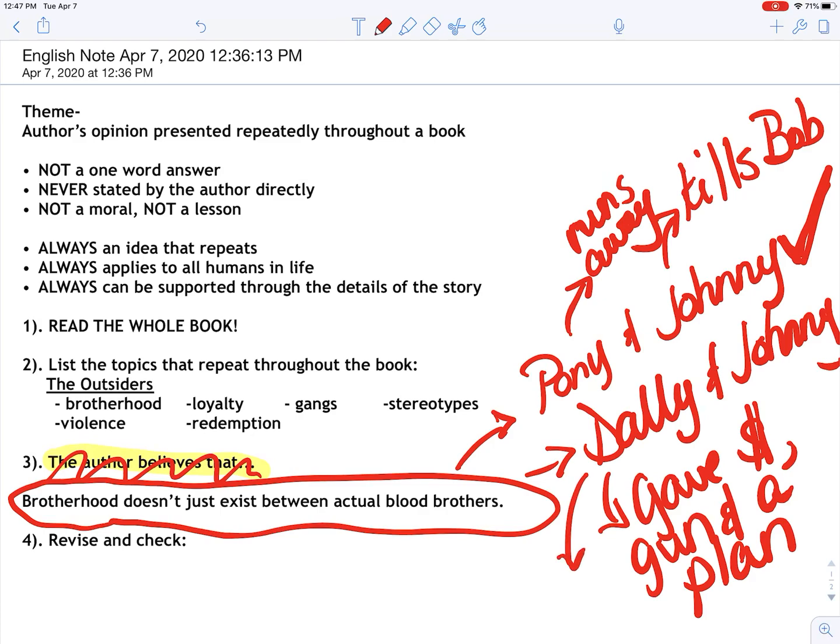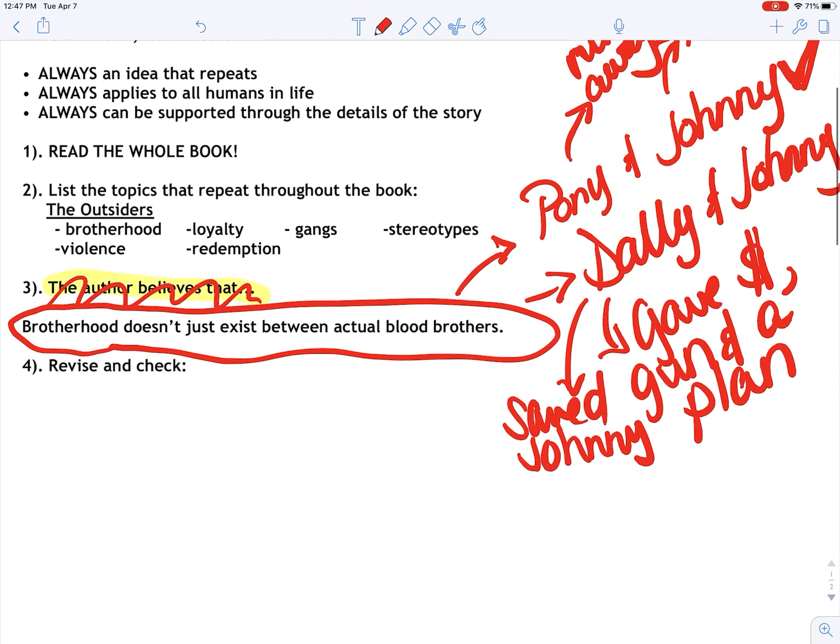Additionally, Dally saved Johnny from the burning church, right? If you remember, Dally didn't want to go near that burning church, and he got really annoyed that the boys did, and ultimately he didn't care about saving the kids. He was concerned about saving Johnny, okay? So that checks out as well. So what we've got here is a really strong theme, okay?